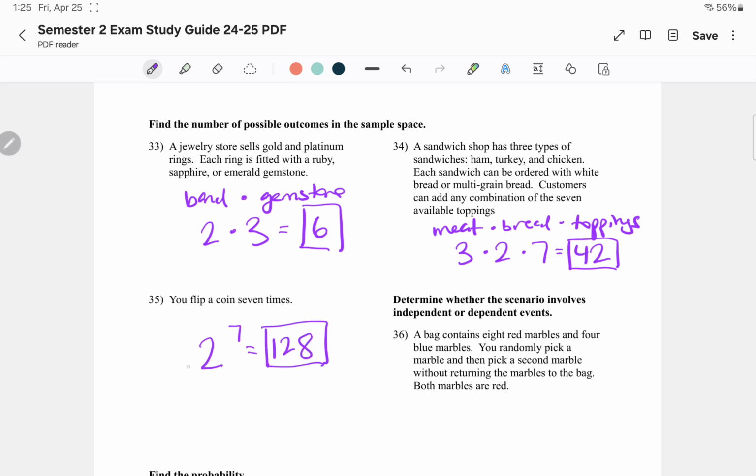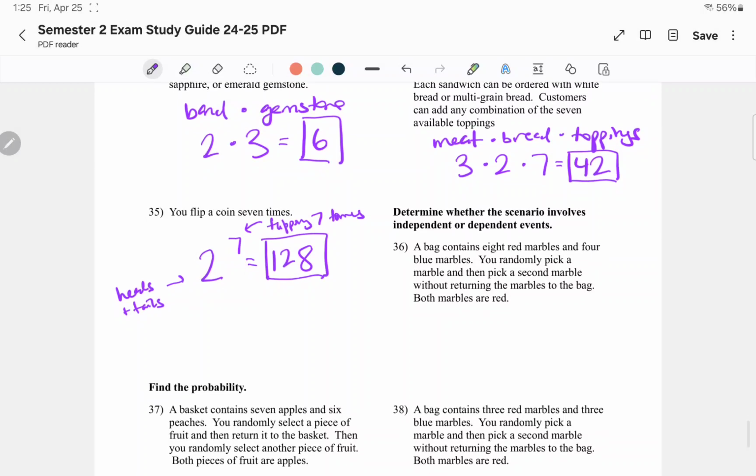So the 2 is standing for heads and tails. And then the 7 is because you're flipping it 7 times. Okay, so set up your exponent and then put it in the calculator.